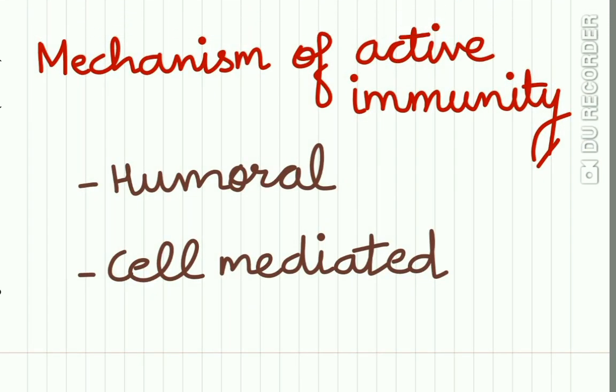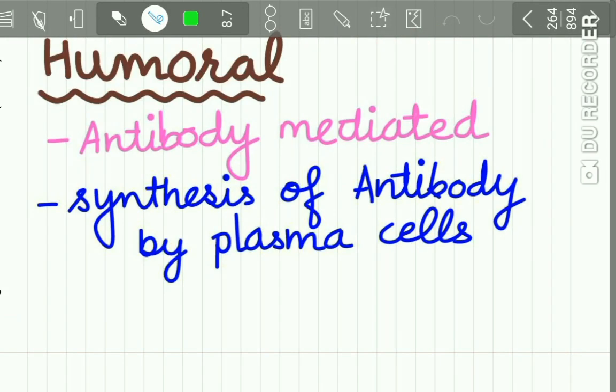Now, the mechanism of active immunity. The active immune response stimulates both the humoral as well as the cell-mediated immunity, and usually this stimulation occurs parallelly, that is, both the humoral or the antibodies and the cell-mediated immunity or the immune cells are activated simultaneously.